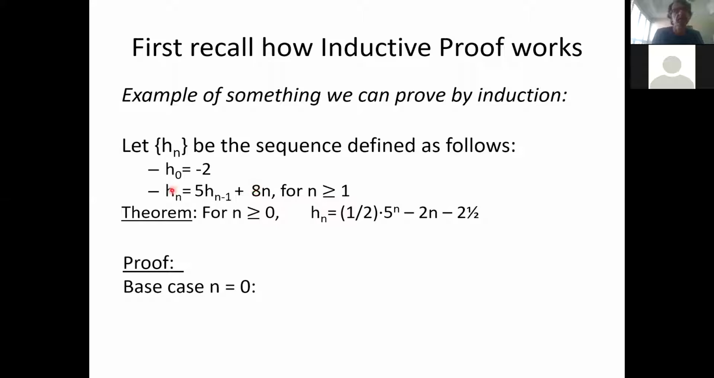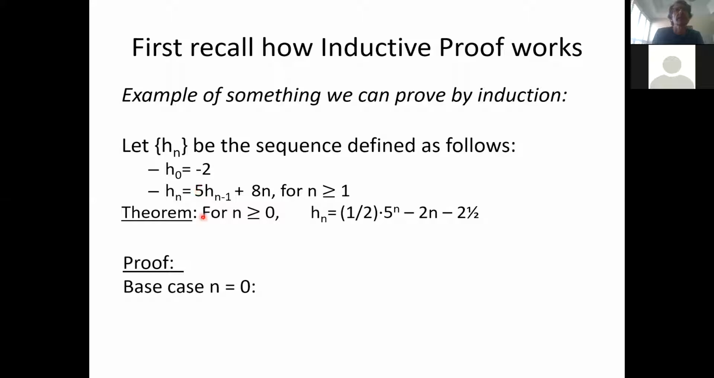And then there's a recursive part of the definition. That part says that for any index from 1 on, the nth element of the sequence is defined in terms of the n-1st element of the same sequence by taking that one, multiplying by 5, and also adding 8 times n, where n is this index. Okay, so this defines an infinite sequence, right? Because it's like a recursive code.